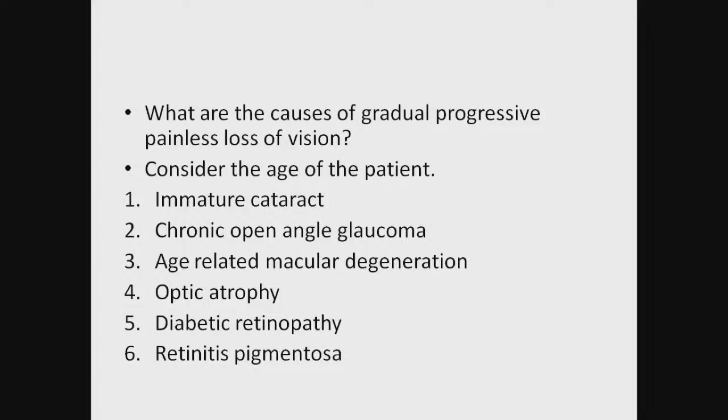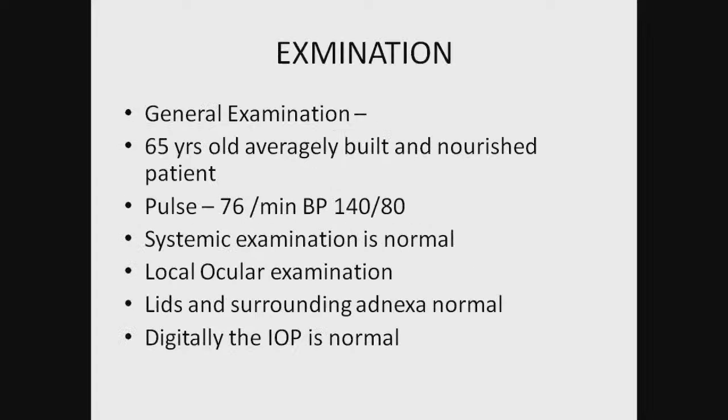Age-related macular degeneration, then optic atrophy, diabetic retinopathy, retinitis pigmentosa. These are the causes of gradual progressive loss of vision in a patient above 65 years of age. Then how will you proceed for such a case? What is the cause of the gradual progressive loss of vision?